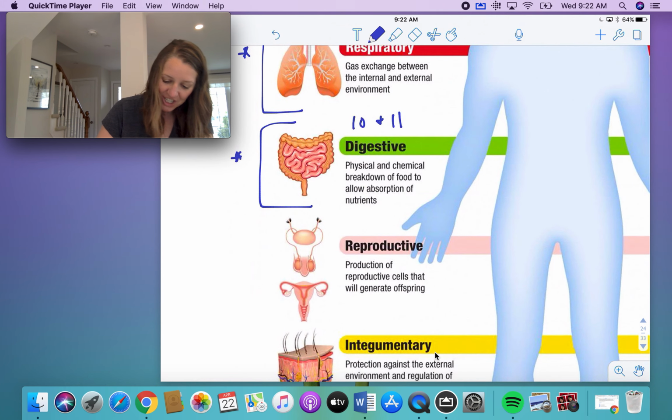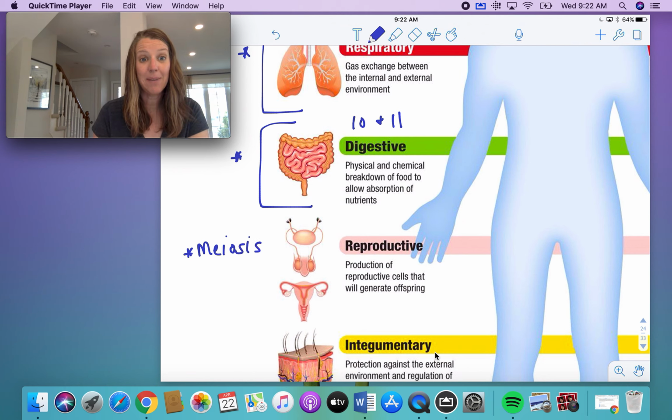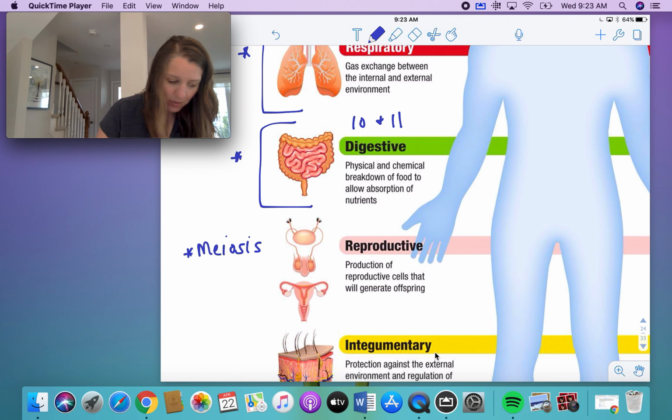Moving on, reproductive system. The word for reproductive system is very similar to mitosis, but it's meiosis. This is where we make gametes, so the sex cells, okay? So your reproductive system is the one that makes the eggs and the sperm, and they do that by the process of meiosis, because you want to get each of those gametes to have half the number of chromosomes.